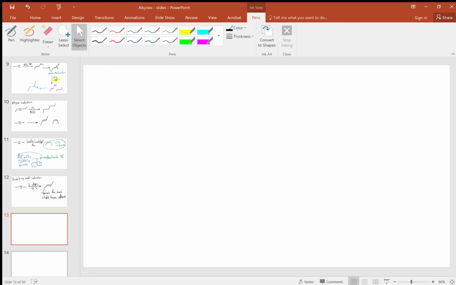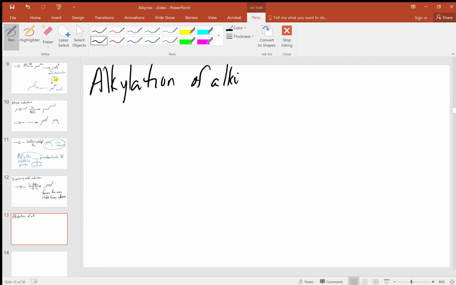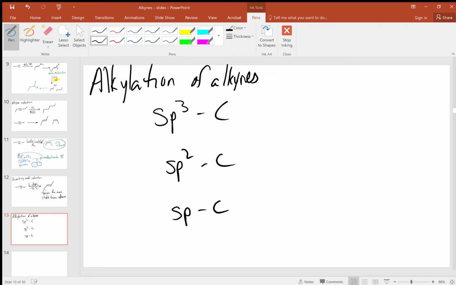Alright, we have one final reaction to cover in this course, and that's alkylation of alkynes. So we learned way back at the beginning of this course that there's a significant acidity difference for a carbon that's sp3 versus sp2 versus sp.